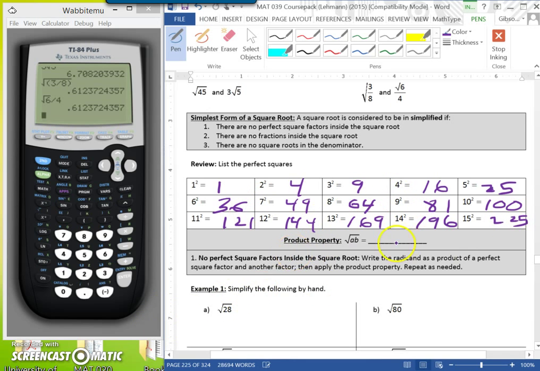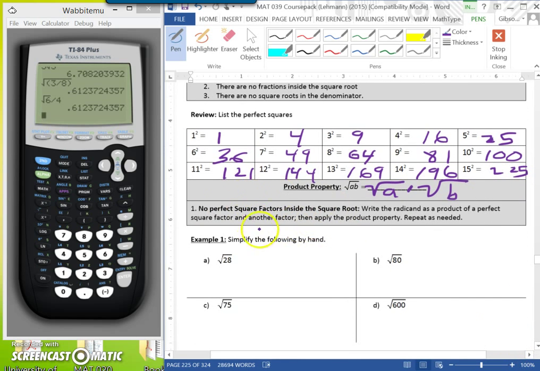Now it says the product property of the square root of a, b is the same thing as saying the square root of a times the square root of b. You can separate it. It says no perfect square factors inside the square root. Write the radicand as a product of a perfect square factor and another factor. Then apply the product property. Repeat as needed.